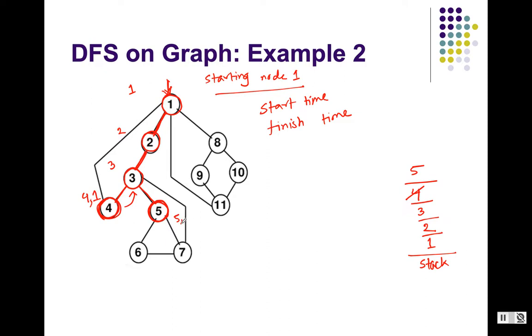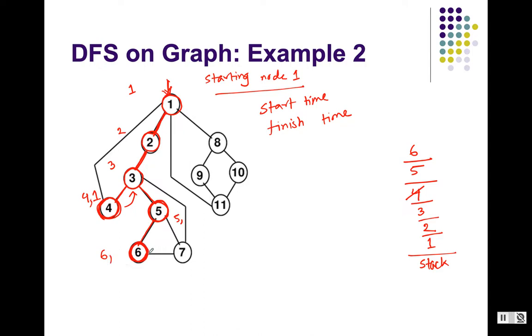From 5 we'll start going deeper. Node 5 has neighbors 6 and 7, and we can visit any one of them. Let's visit 6. So from 3 to 5, 5 to 6, we are visiting 6. That means we push node 6, and its visiting time will be 6, which is 5 plus 1.